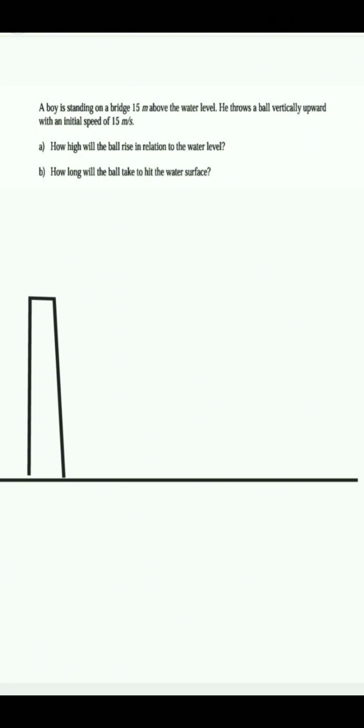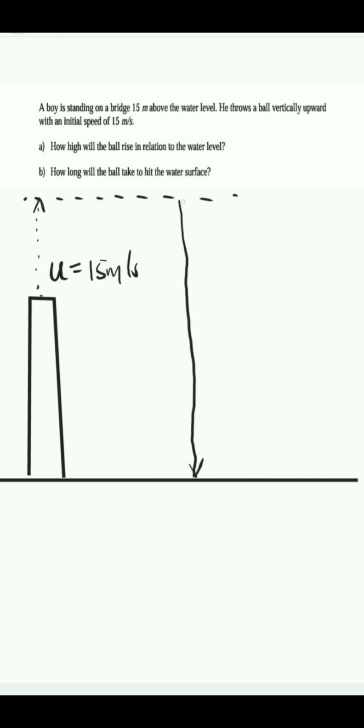And what happens is that he projects the ball upwards, vertically upwards, at the speed of 15 meters per second. So it will go up like that. Now there will be a point where it reaches the furthest point. Now we need to calculate the height from this furthest point reached by the ball to the water level. So we need to calculate the height between the furthest point and the water level.